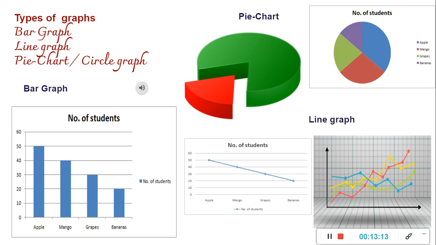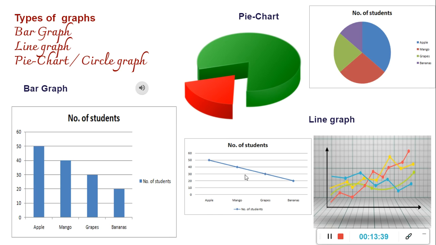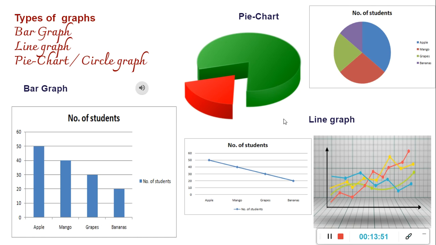The same data can also be represented using a line graph. In a line graph, we do not draw the bars at all. Here also, we draw the x-axis and y-axis in a similar way as in the bar graph, but we just mark the points. That is the point corresponding to apple, 50 students like it here. Similarly, for mango, put a point at 40. Same way, grapes a point at 30 and banana at 20. And then we join those points to form a line. And this is called a line graph.